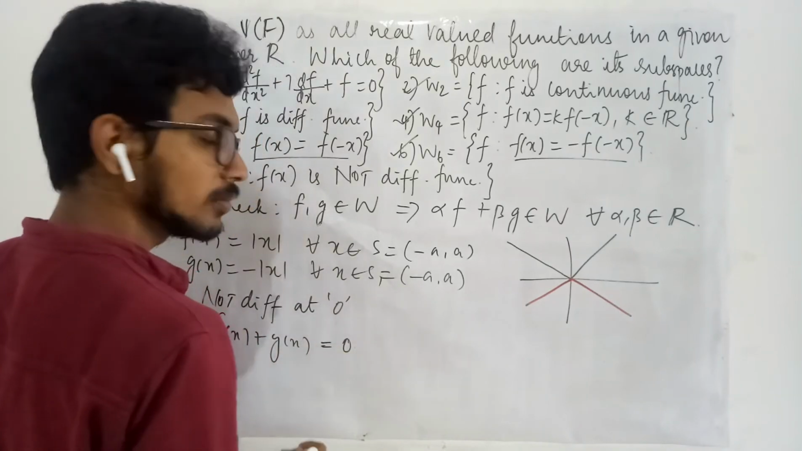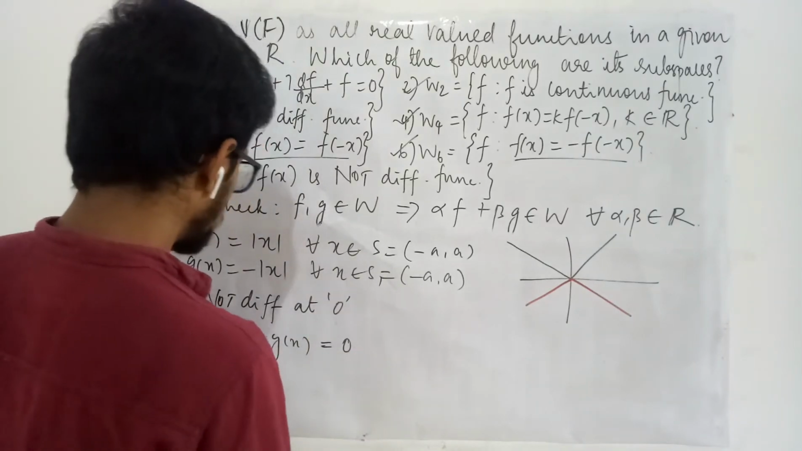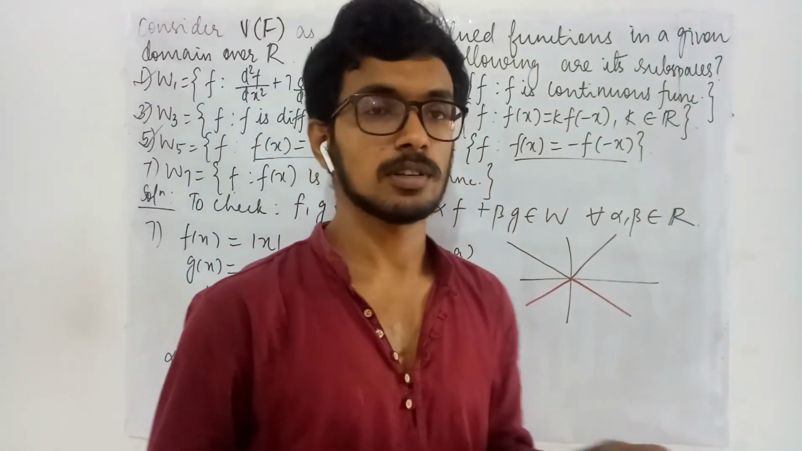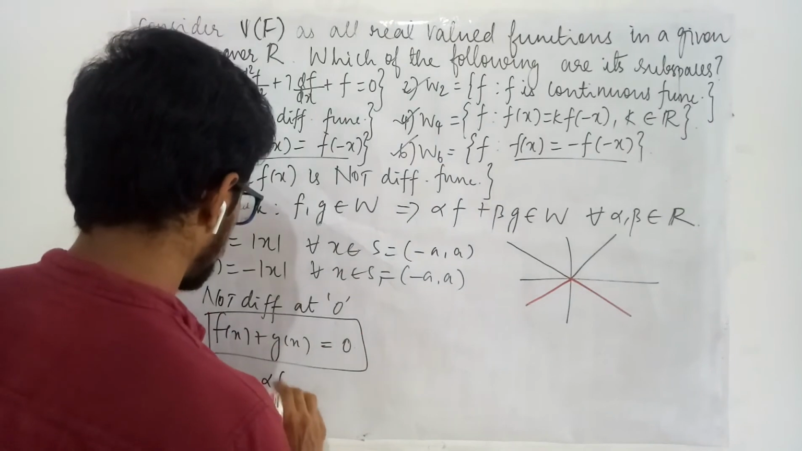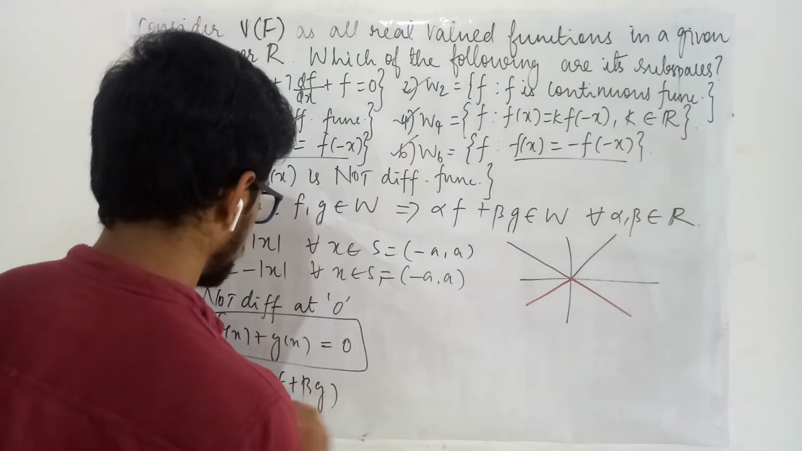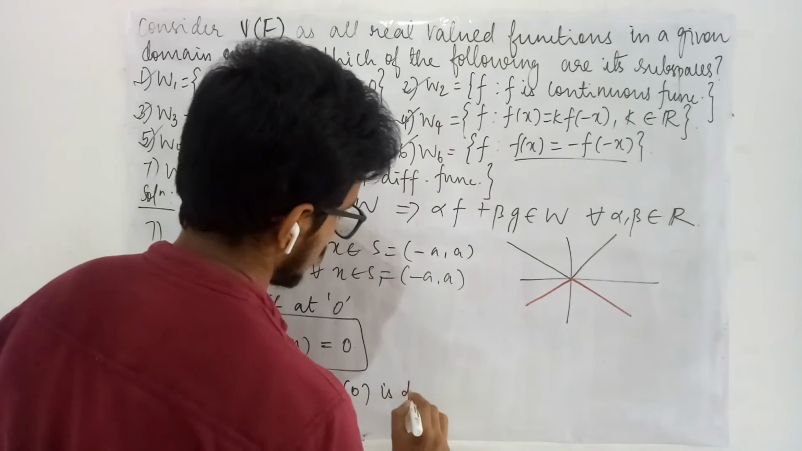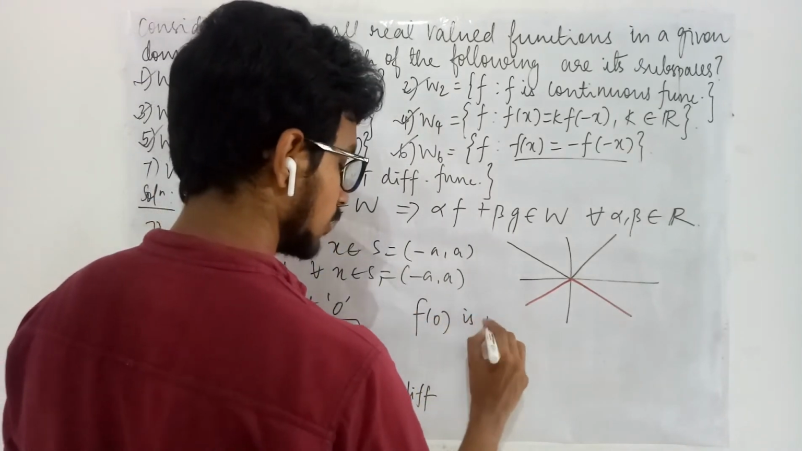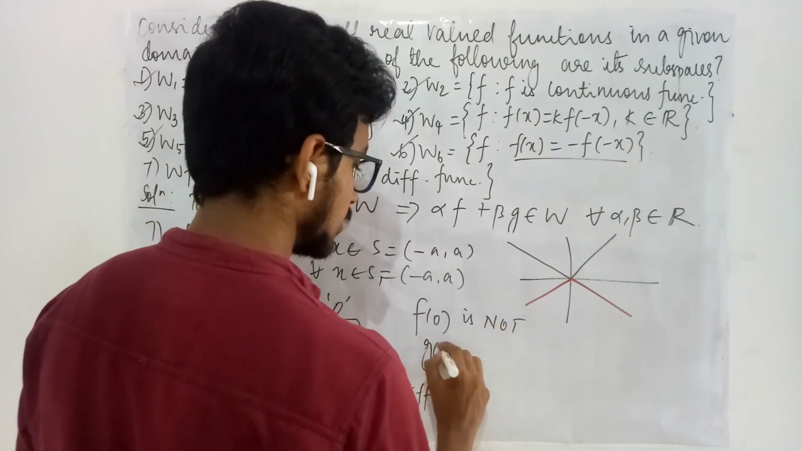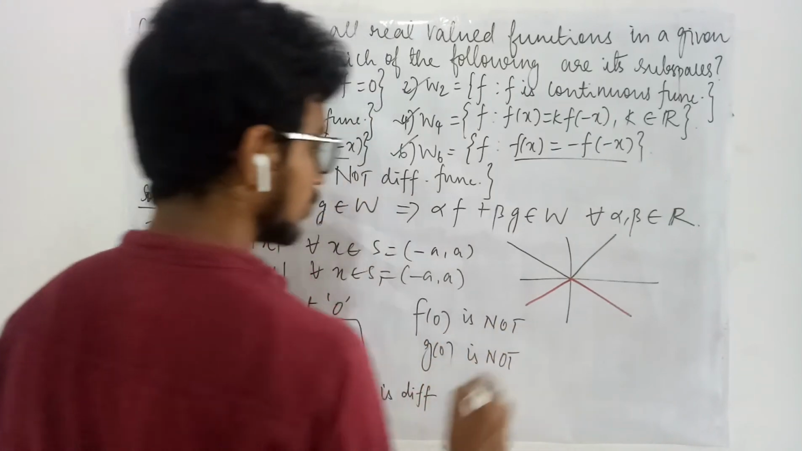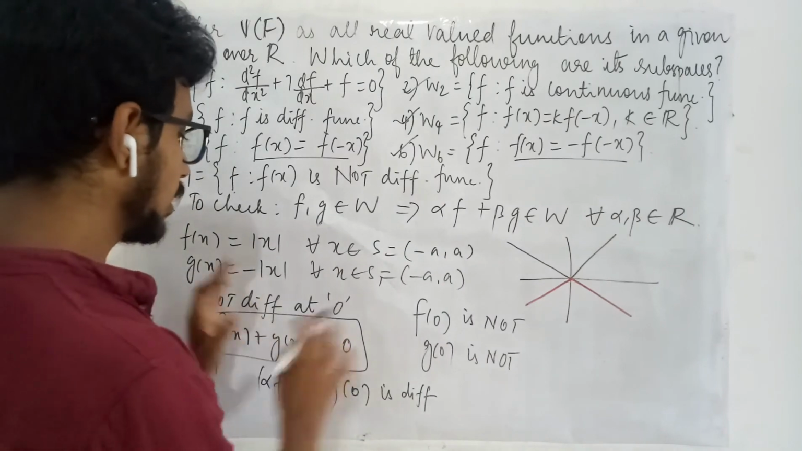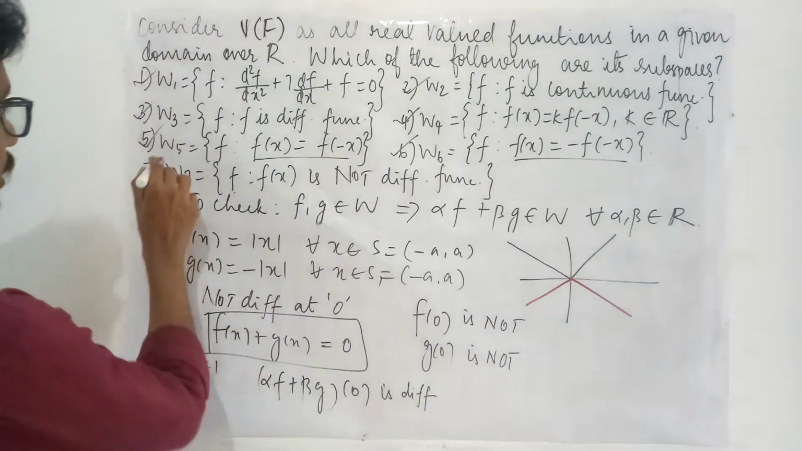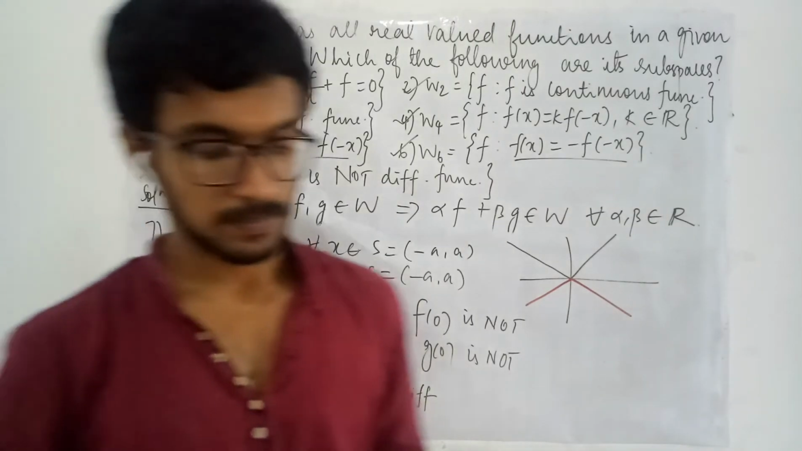What am I going to get? I am going to get 0, which means this is a constant function. We know that constant functions are differentiable. Therefore, my alpha f plus beta g evaluated at the point 0 is differentiable, whereas f at 0 is not differentiable, g at 0 is not differentiable. So the linear combination of these two things at 0 is going to be a differentiable function. Therefore, it is not a subspace.